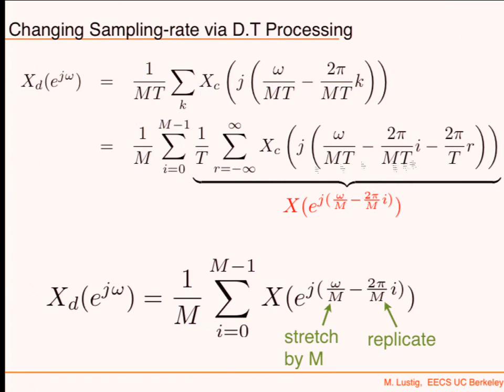And if you stare at this long enough, you'll see that, in fact, if you write just this part, for a particular l, if I sum over all these r's, I will get X(e^{j(ω/M − 2π l/M)}).